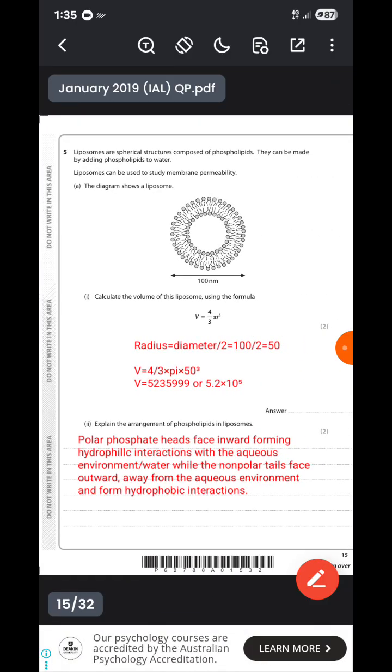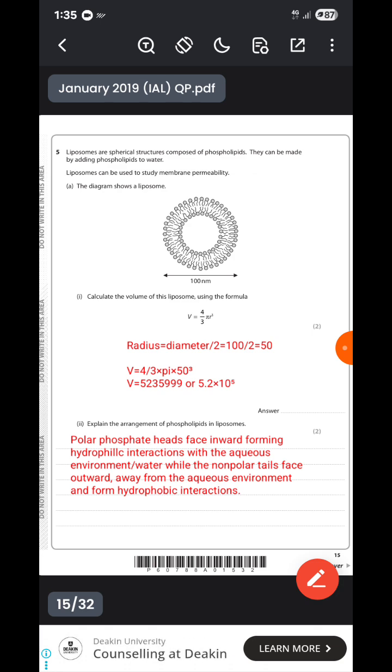Question number 5. Liposomes are spherical structures composed of phospholipids. They can be made by adding phospholipids to water. Liposomes can be used to study membrane permeability. Part A. The diagram shows a liposome. Roman numeral 1. Calculate the volume of this liposome using the formula volume equals 4 over 3 pi r cubed.